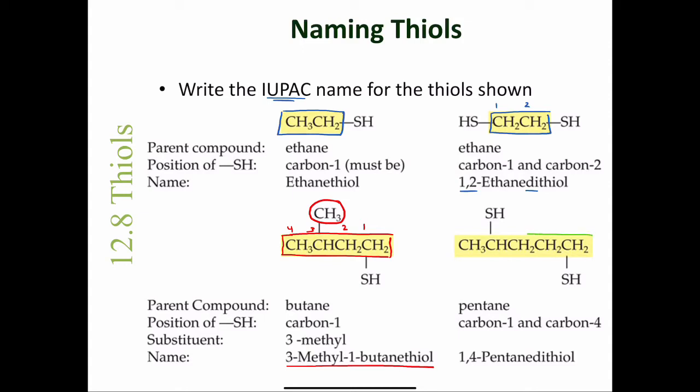And we have another dithiol over here. Again, we find the longest carbon chain, which would be a pentane, but it's a dithiol. And we have a thiol group at carbons 1 and 4. And so it becomes 1,4-pentanedithiol.